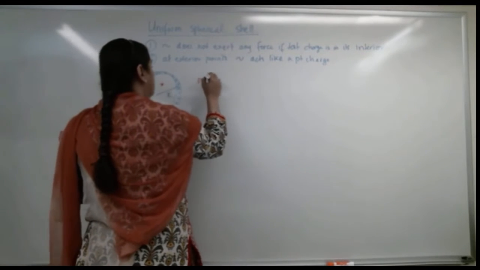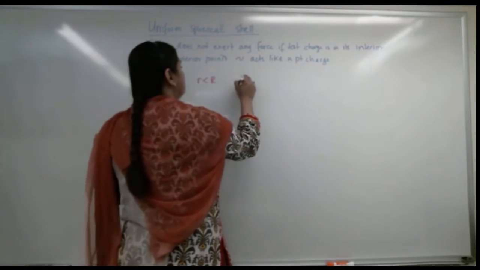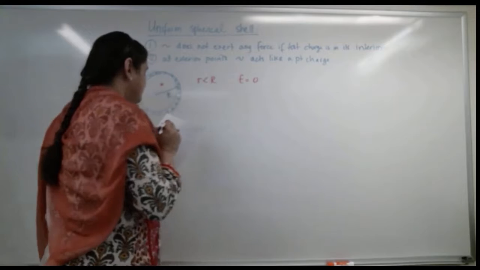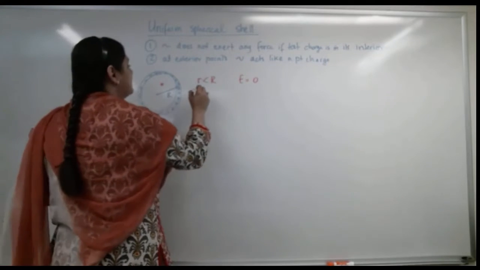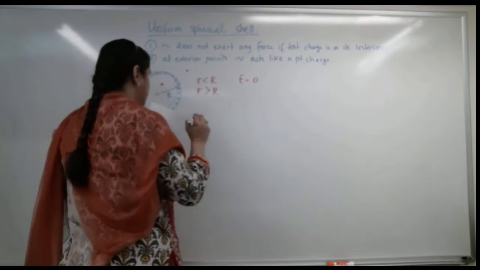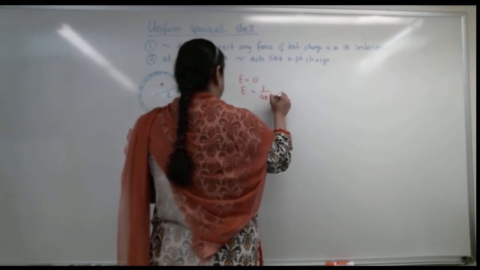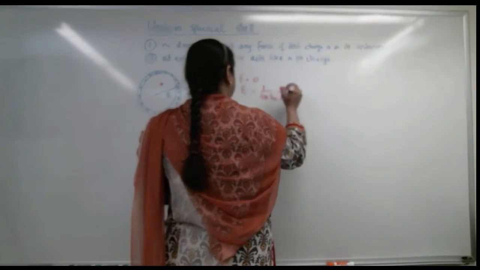So for r inside, E is 0. And then for r greater than R, that means outside, E will be 1 over 4 pi epsilon naught Q over r squared.